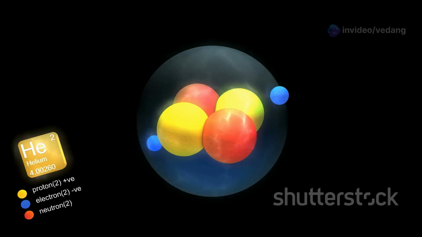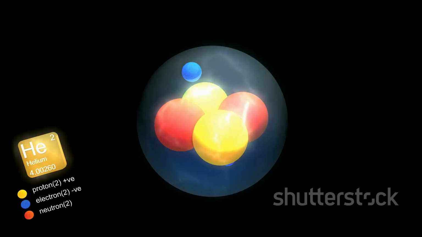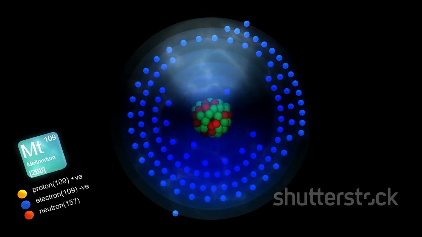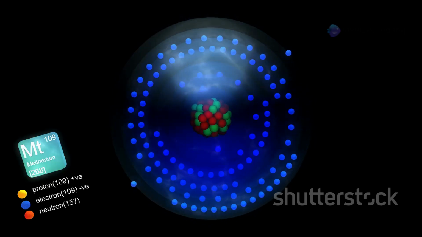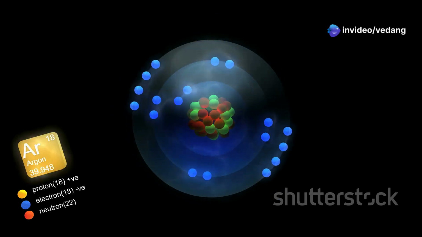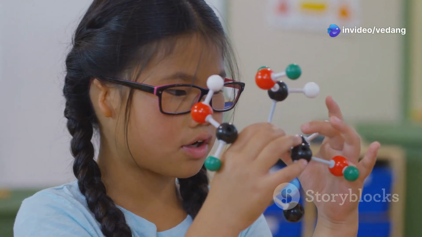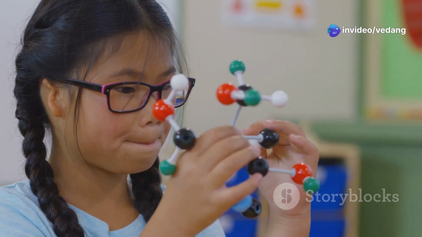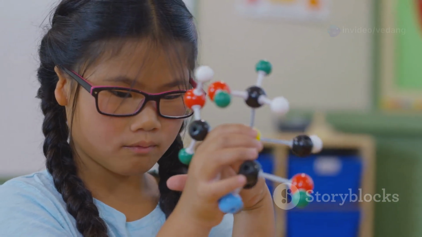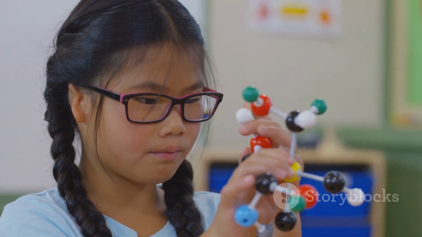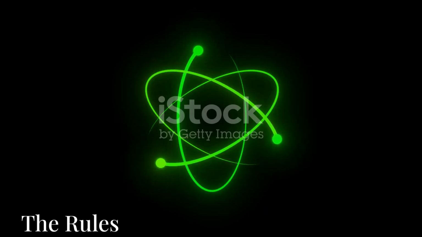The first shell, closest to the nucleus, can hold a maximum of 2 electrons. The second shell can hold up to 8, and the third can hold up to 18. This arrangement of electrons in different energy levels is a key factor in determining an atom's stability and its ability to interact with other atoms.